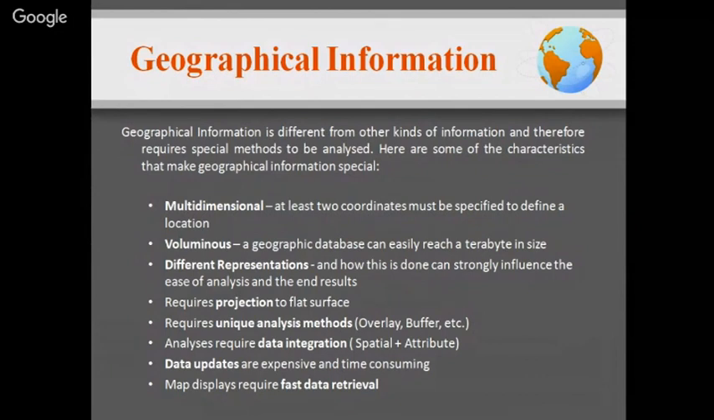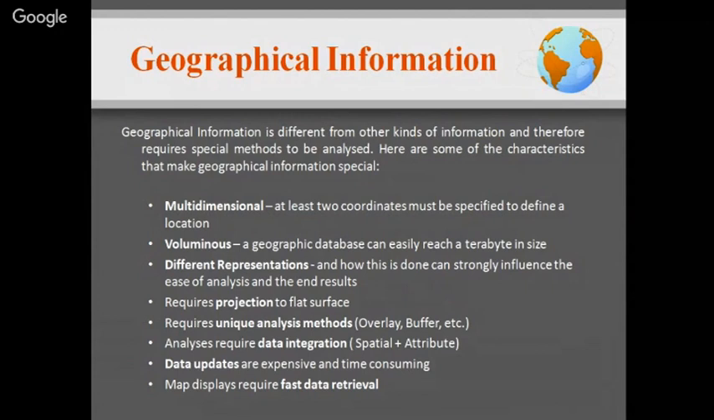Multidimensional: at least 2 coordinates must be specified to define a location. Voluminous: a geographical database can easily reach a terabyte in size. Different representations: how it is represented can strongly influence the ease of analysis and how the results are seen by a researcher or by GIS users. It requires an understanding of projection because whenever we map, we have to use a projection taking into consideration the spherical curvature of the earth, and when we draw a map, we don't take this curvature into consideration, and there are projection techniques to take care of that.